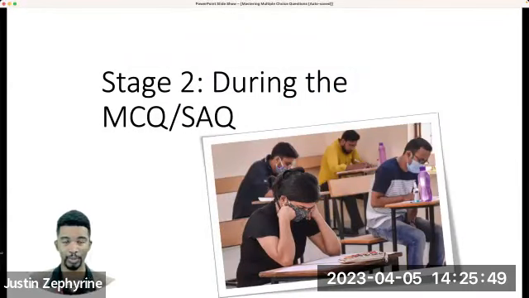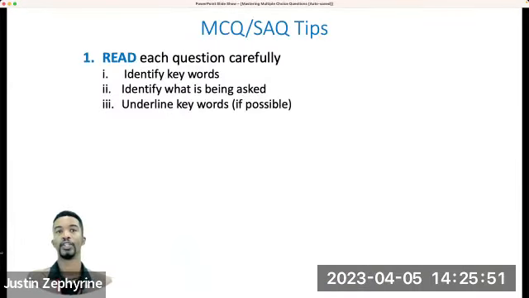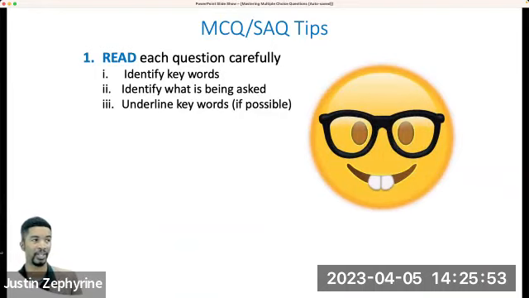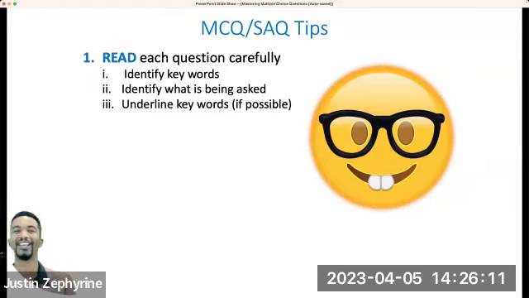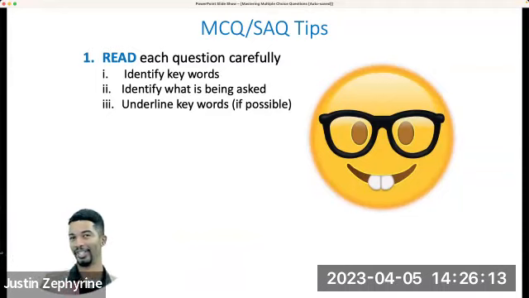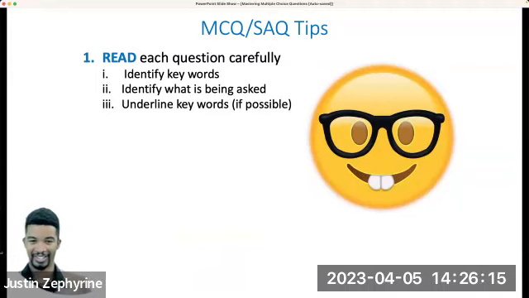So stage 2, during the exam. During the exam, let's say when you're doing multiple choice or short answer questions, one of the first tips I'm going to tell you is read the question carefully. Have you ever misread a question and you're quick to select, oh, A, the answer is always A, and then you realize that, okay, no, it's not A, right? Has anyone ever had that experience?